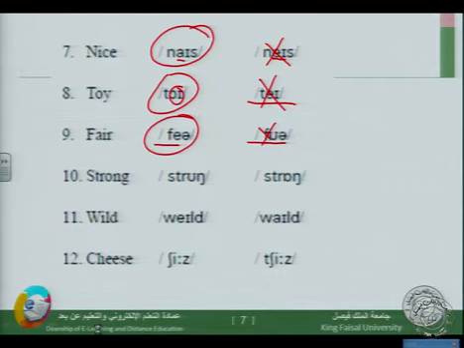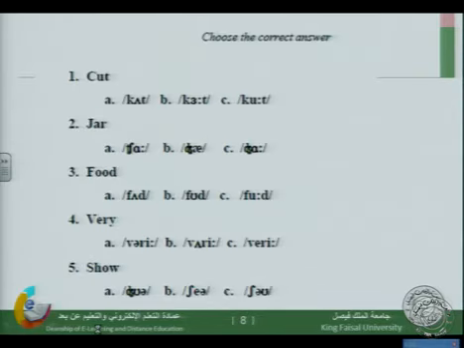Strong and strong. We'll leave it number 10, number 11, and number 12 for you. Just go back to the dictionary, try to check which one is the correct and which one is the incorrect. Choose the correct answer. Cut. Which phonetic transcription represents the word cut? Which one has the exact form? A, B, C. Cut, Kurt, coot. Of course, the A is the correct one.